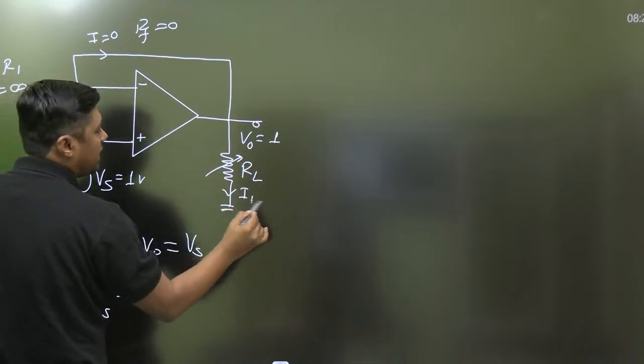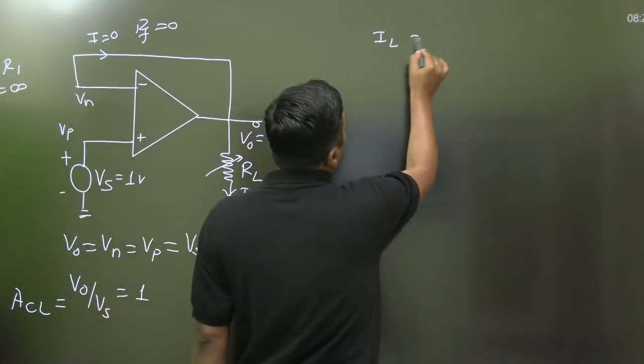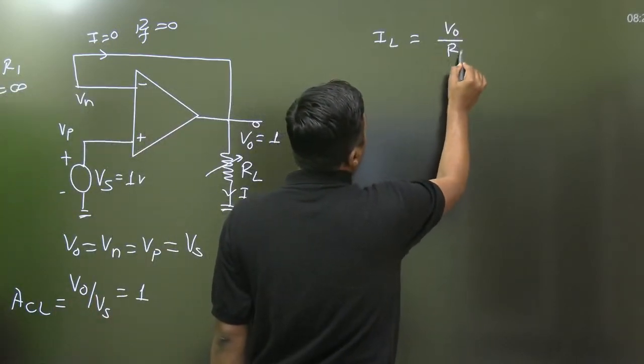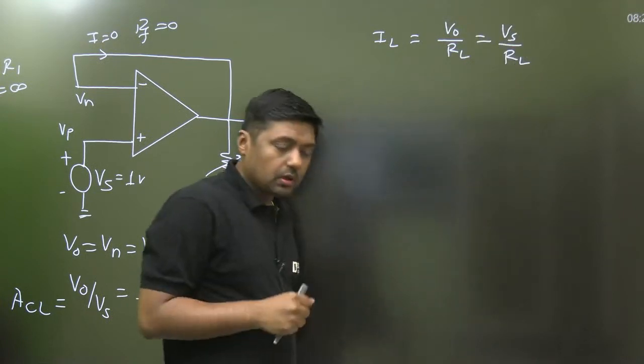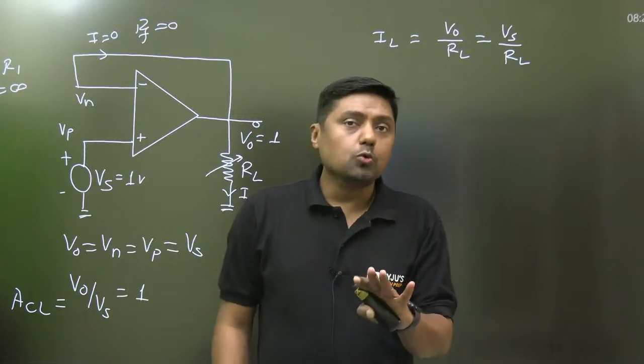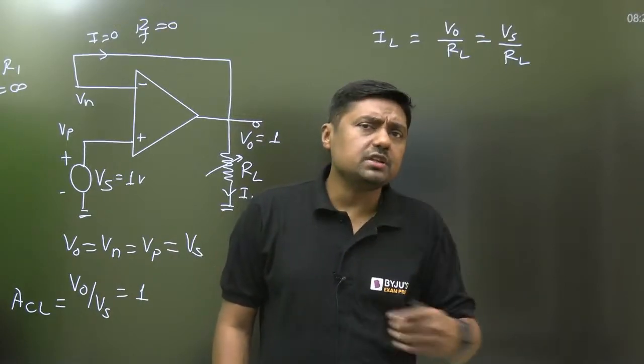This is the current IL. Now what will be the IL? IL is equal to V naught by RL, that is nothing but Vs by RL. Okay. No doubt, output voltage is equal to what? Input voltage. But continuously I am changing the value of RL.